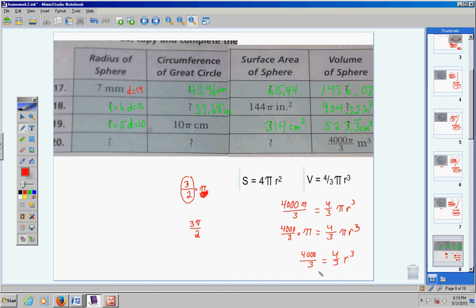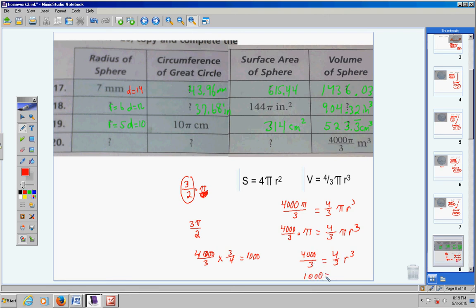So now I'm going to divide both sides by 4 thirds. Now guys, you can use a calculator or do it the long way. 4,000 over 3 divided by 4 thirds is the same thing as times 3/4. You flip the fraction and multiply. Well, if you do all of your canceling, trust me, you get 1,000. Now if you want to use a calculator, that's totally fine. No matter how you do it, just get it right. But 4,000 over 3 divided by 4 thirds is 1,000.